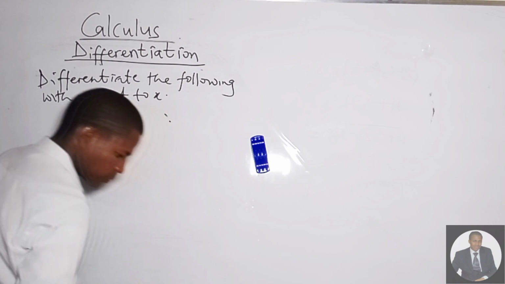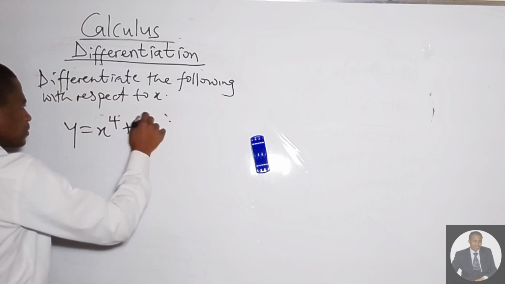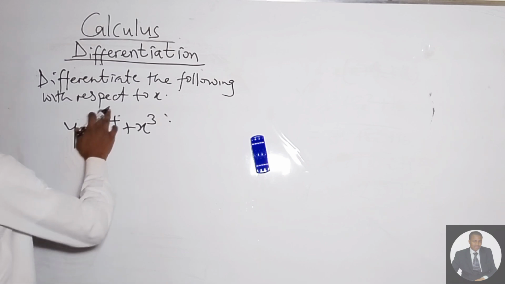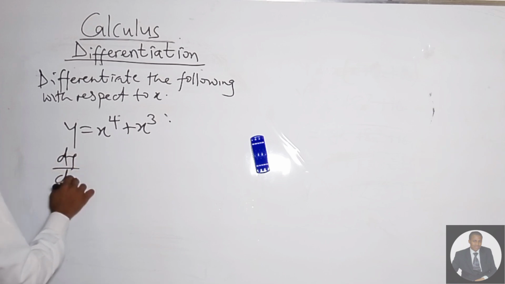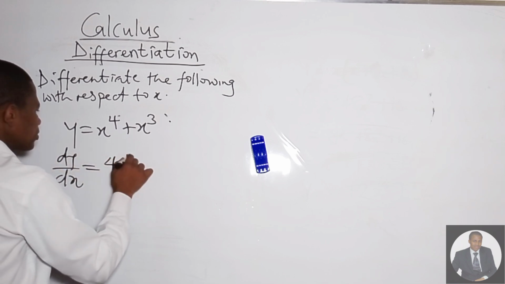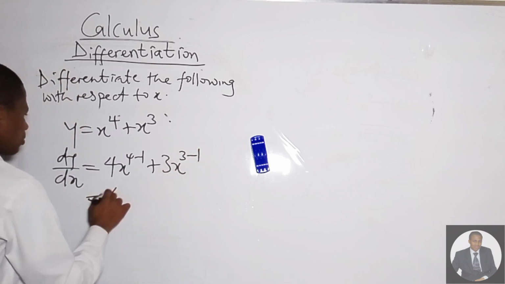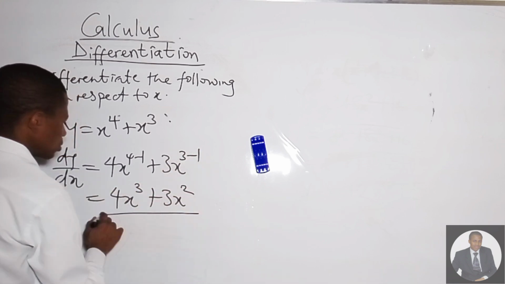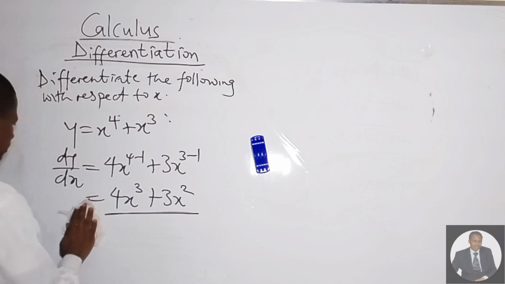Another question, y equals x to the power of 4 plus x to the power of 3. So the dy/dx of this will be 4x 4 minus 1 plus 3x 3 minus 1. That will be 4x raised to the power 3 plus 3x raised to the power 2 as our answer. 4x cubed plus 3x squared.